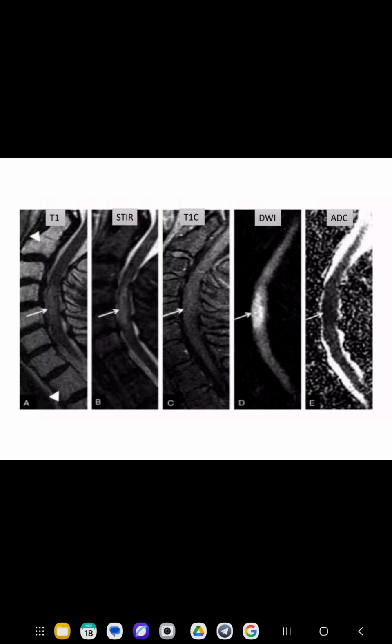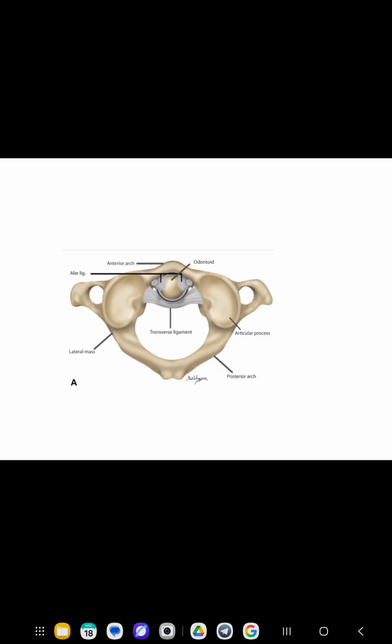Now more images is T1 contrast. So just like T1, but you can see the vessels, that is T1 contrast. Diffusion weighted imaging is a ghost image with CSF black. Ghost image with CSF white is ADC.